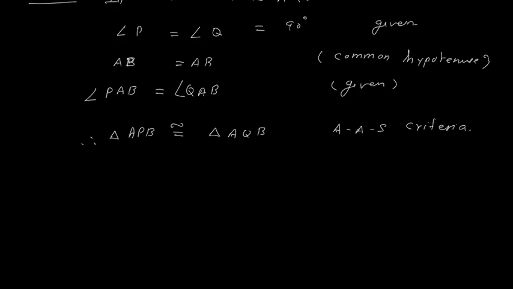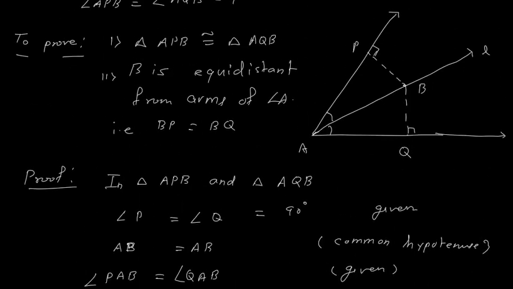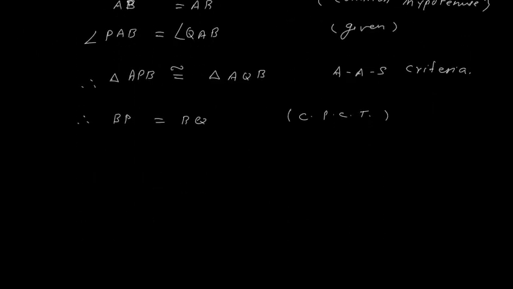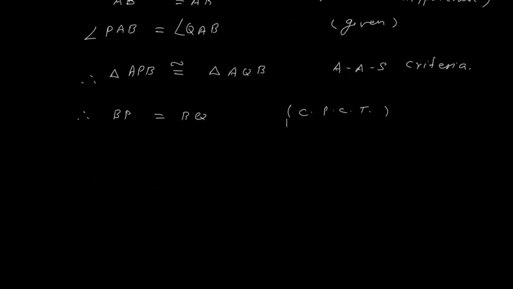Now as these two triangles are congruent, therefore BP is equal to BQ, and for this we say that they are corresponding parts of congruent triangles. CPCT, BP is equal to BQ. Okay, now let us go further.